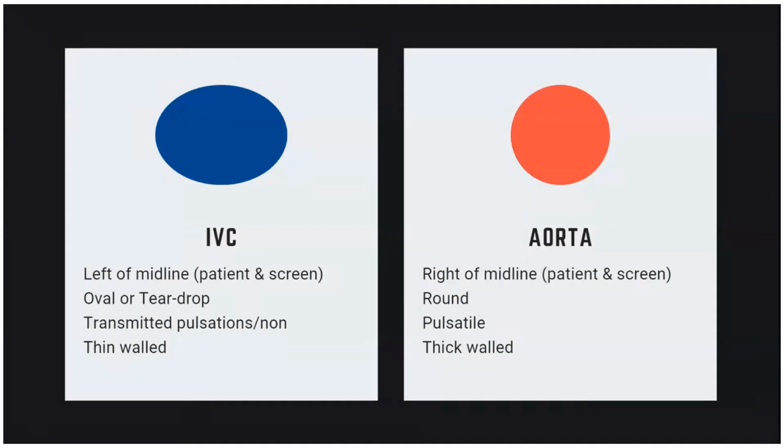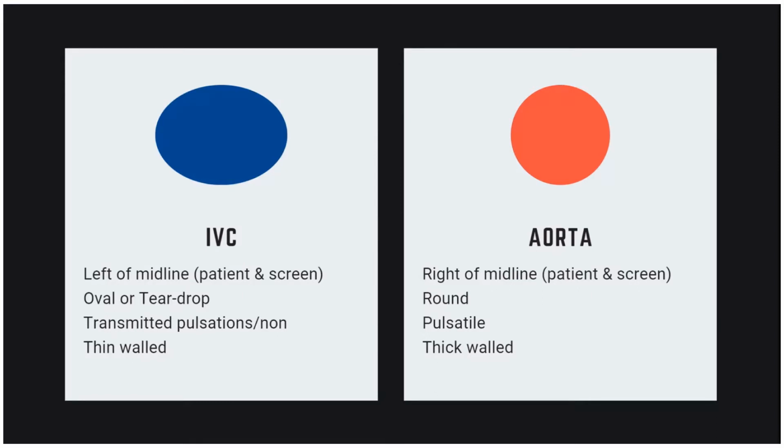Also, you must remember that when you're doing any kind of measurements, you'll have to put the probe in the middle of the vessel. If you have your probe cutting the vessel at wrong points, that is not in its diameter, then you're going to make wrong measurements. In the transverse view, the IVC will appear on the left of midline compared to the aorta, which is on the right. IVC can be oval or teardrop, and aorta is round.